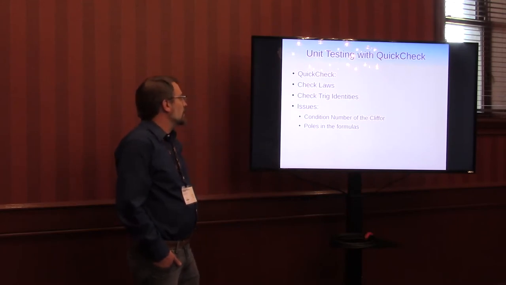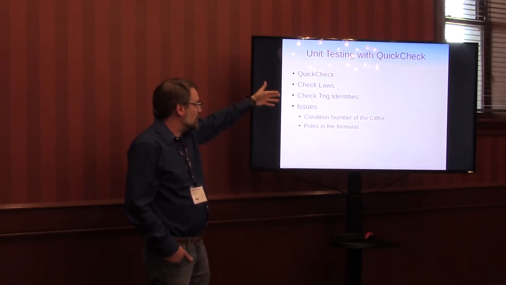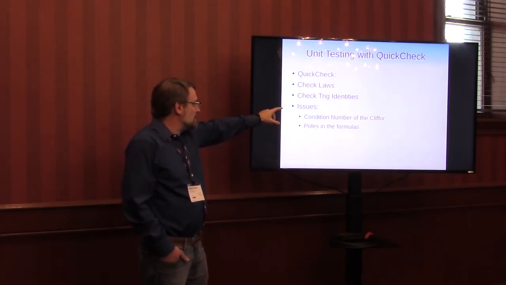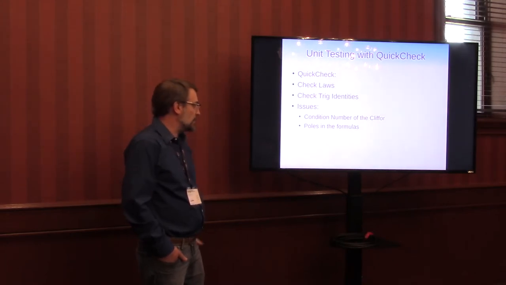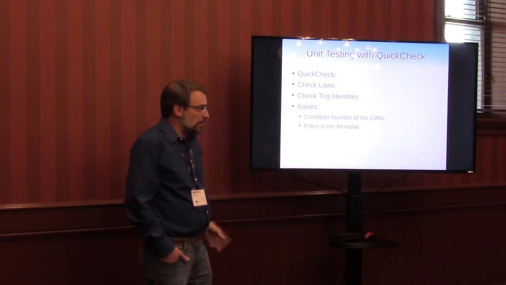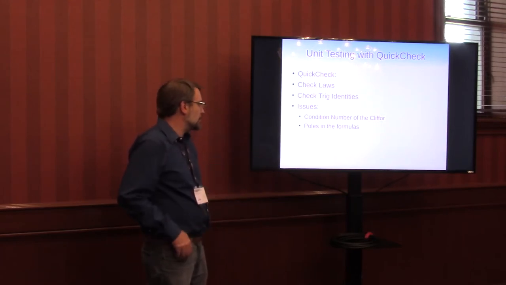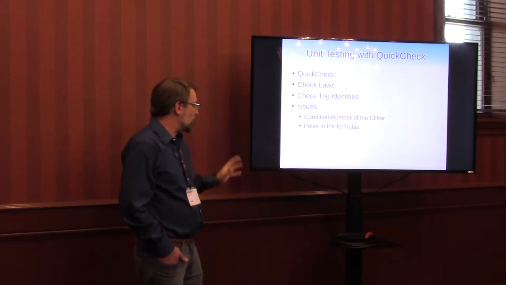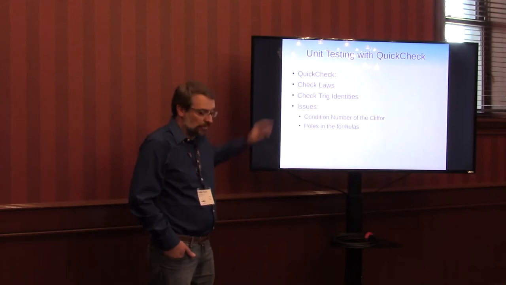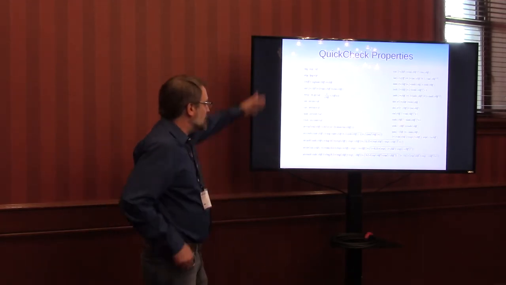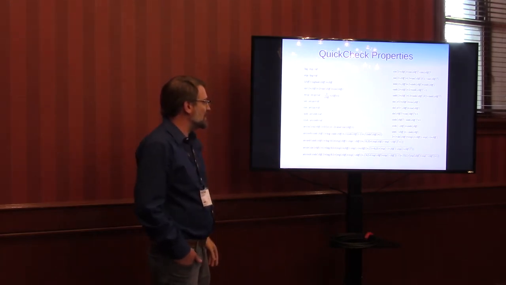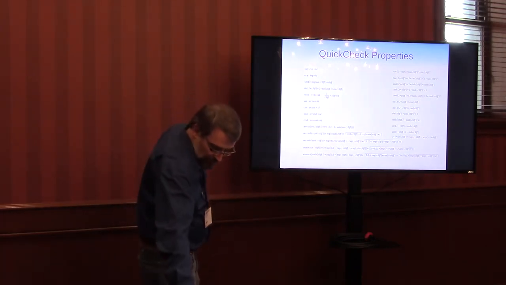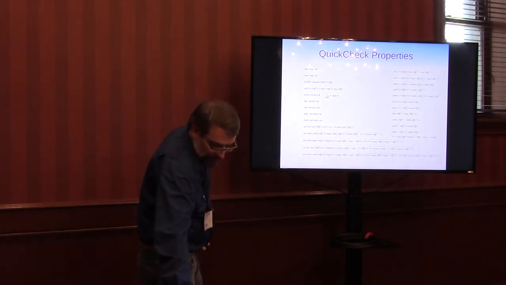We've tested this with a quick check. We used it to check various laws and trig identities that we could find. We found it still has issues that you expect from dealing with double precision arithmetic, with the condition number having a large difference between the singular values, and usually it's triggered when you're near a pole of one of the functions in, say, a trig identity. So these are the trig identities that we tested. It's a little bit of a busy chart, but that was useful. Found several bugs in my software.